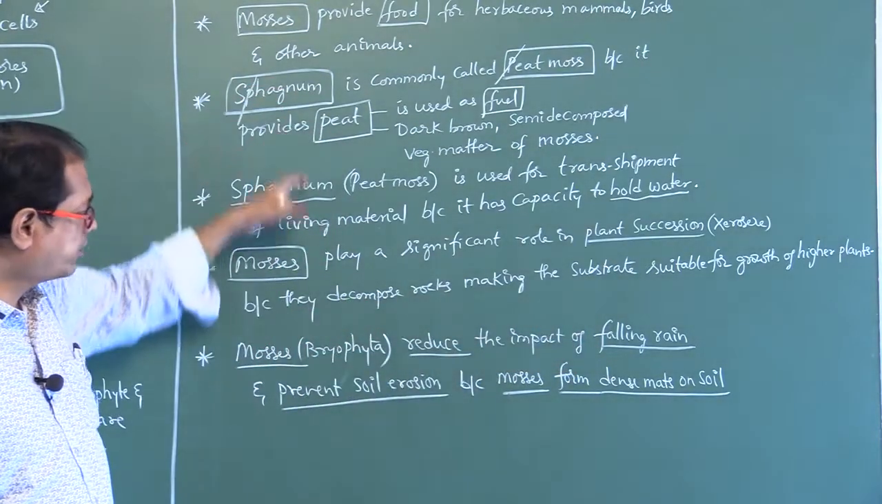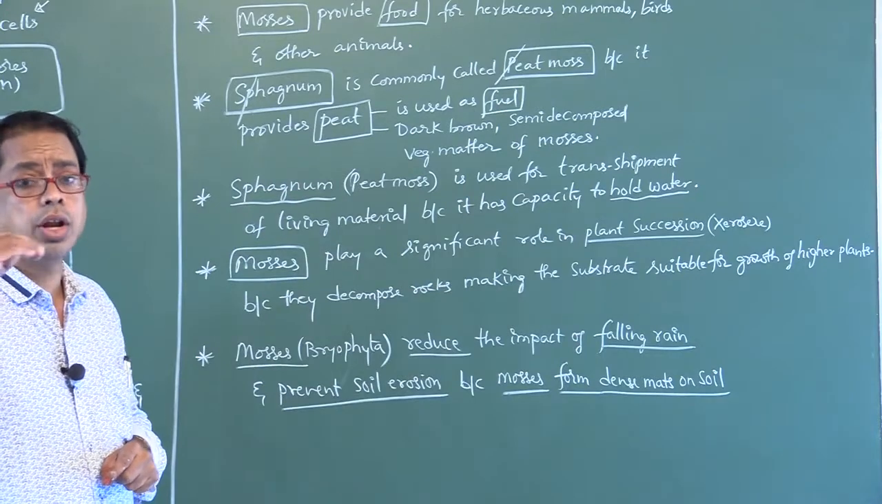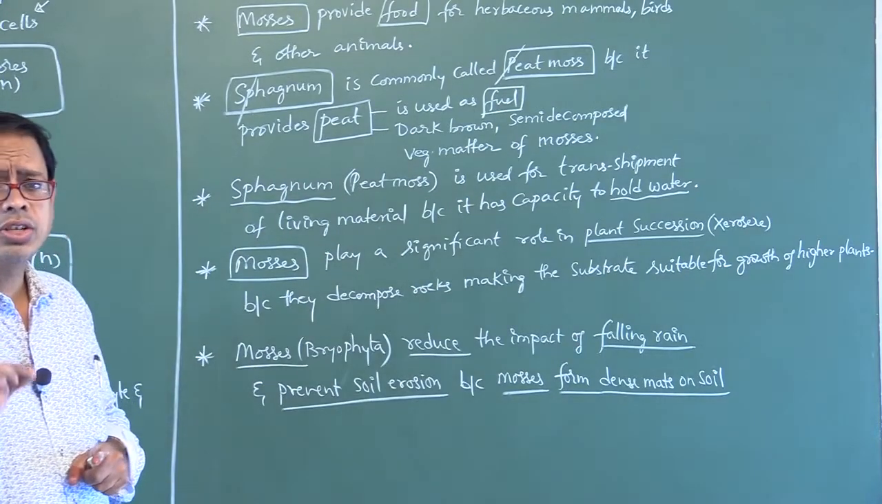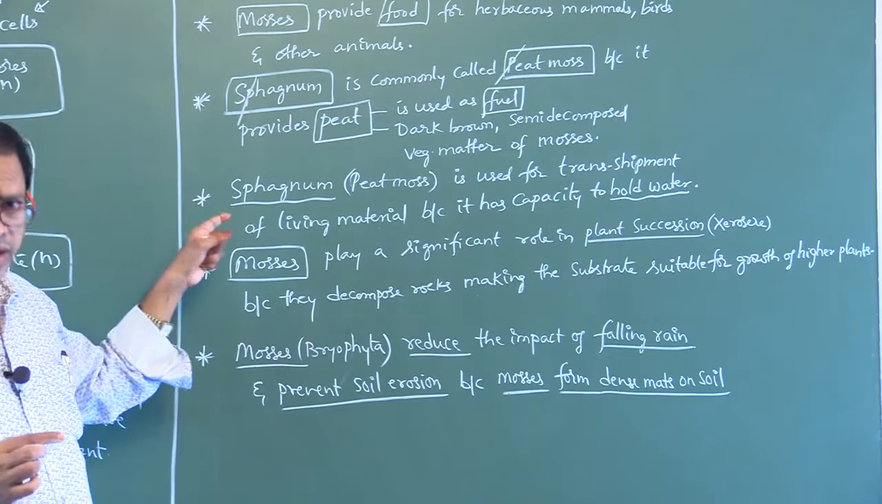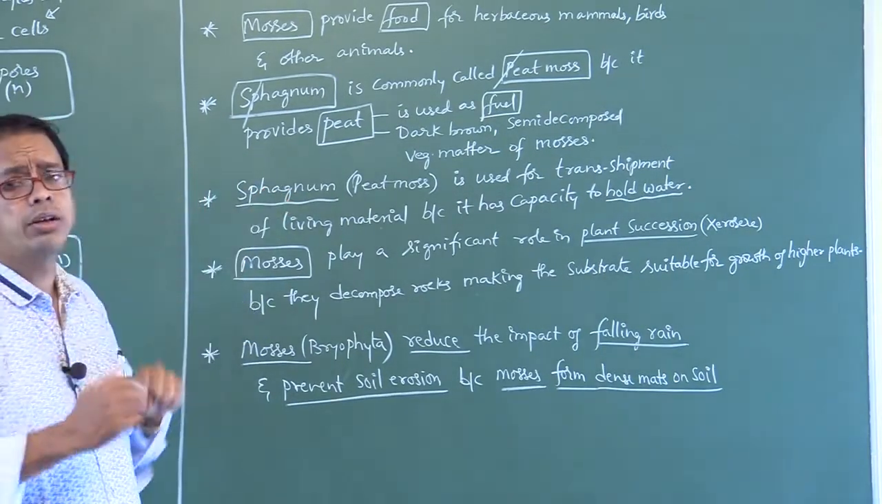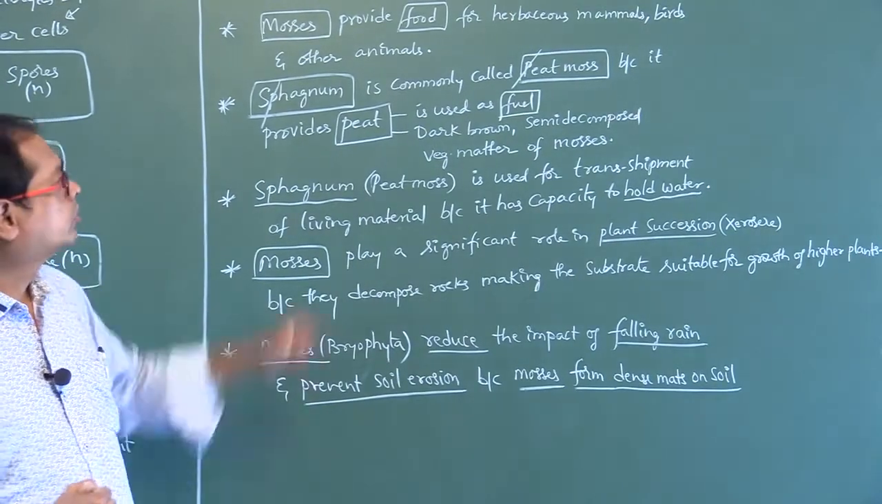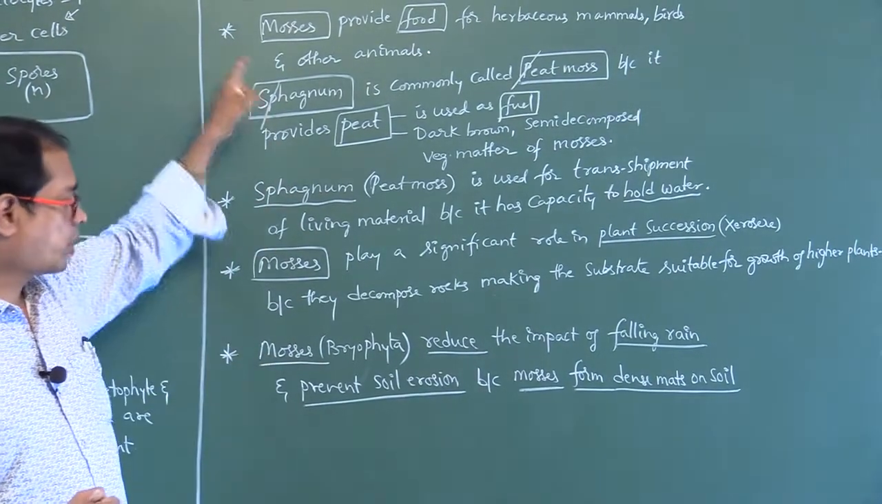These are all the uses of bryophytes. So which is commonly called peat moss? Sphagnum. This sphagnum is used for transshipment of living material. Why? Because it can hold water. So these are all the uses of bryophytes.